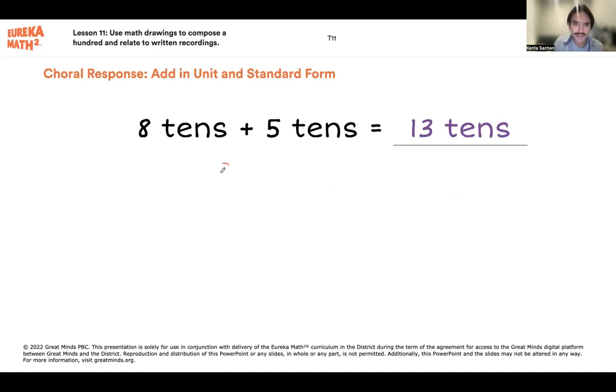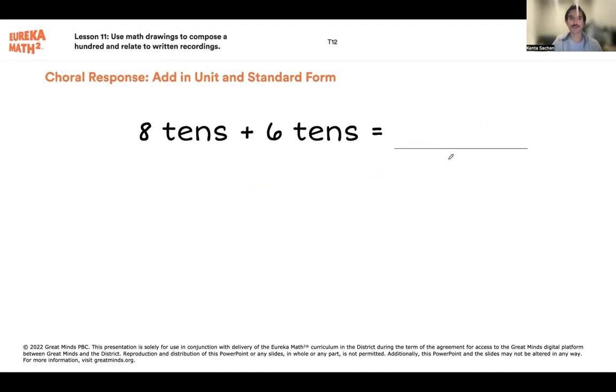Well, if 8 tens is 80, 5 tens is 50. What is 13 tens equal to? Didi? Yeah, 130, right? 13 tens is 130. Nice. Let's do another one.